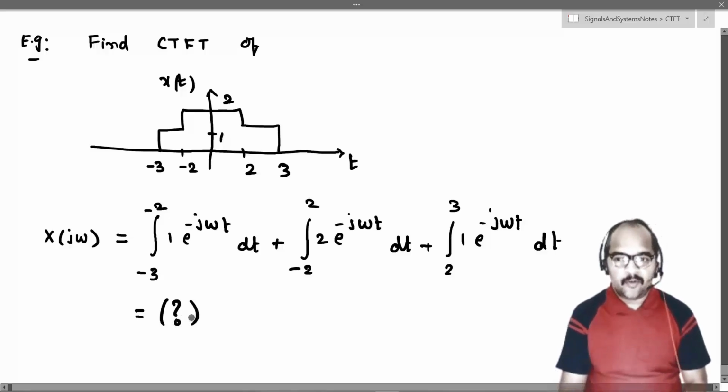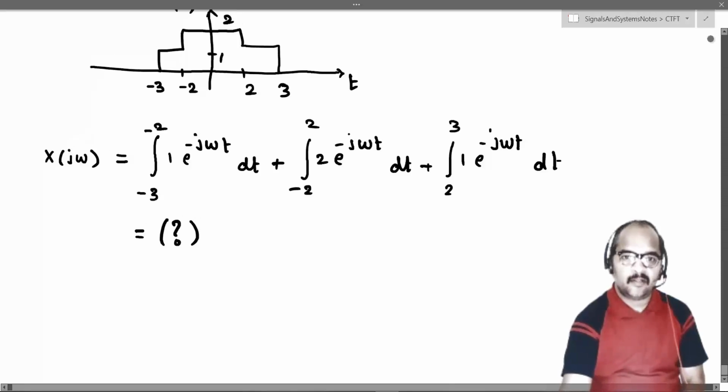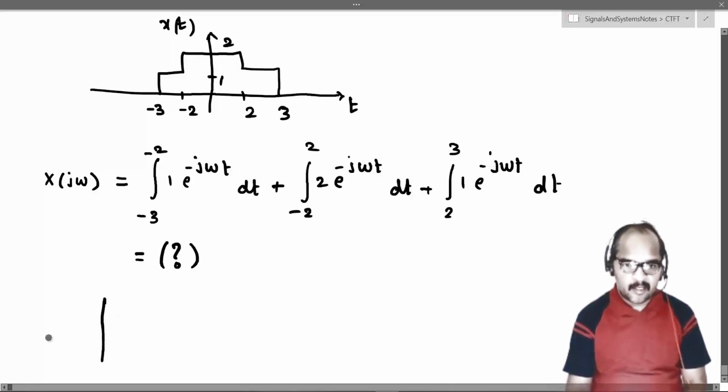But if you are smart, you can easily see that the staircase signal can be written as a summation of two signals.